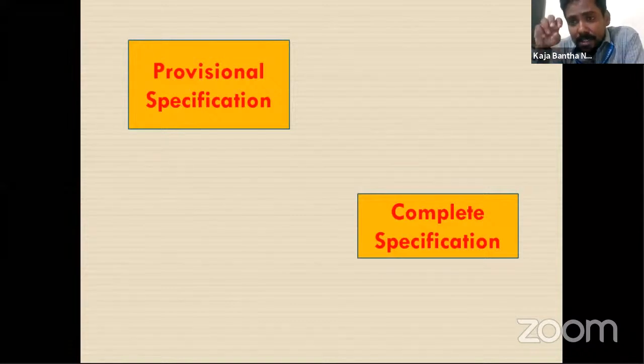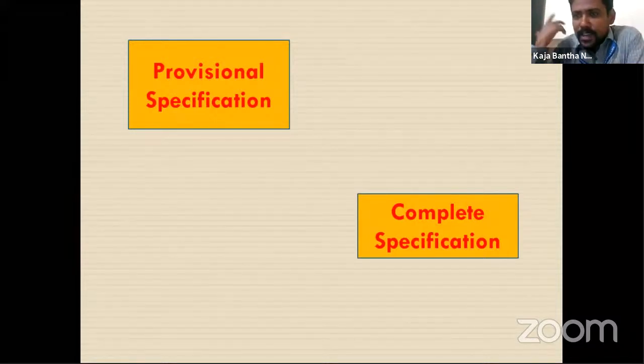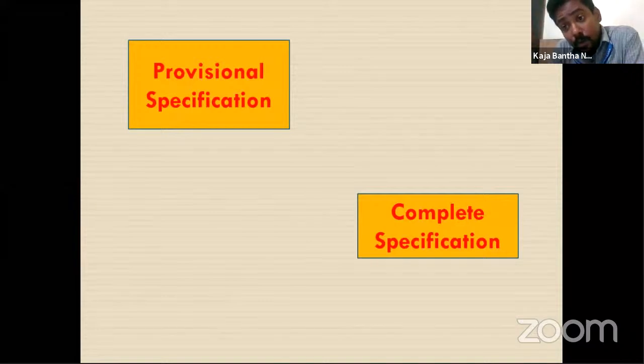It's a must. Sir, I have all the things. I am a mechanical student. I have a product. The product is working. I can test my product. You directly go for complete specification. See the difference between provisional specification as well as complete specification.